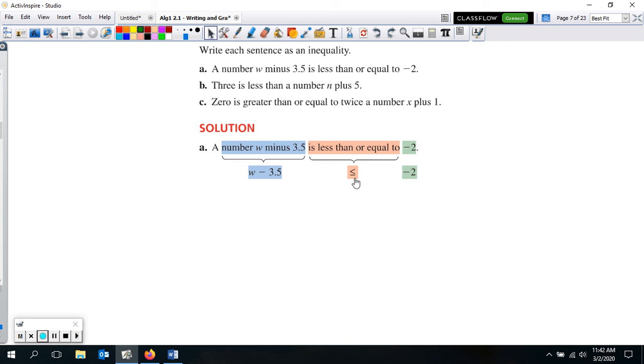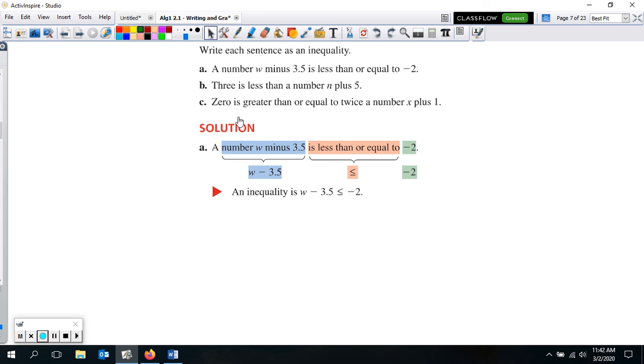There's our symbol now for the is less than or equal to. Remember, less is kind of like an L shape in that way. And then you just have the negative 2. And now that's our inequality. So there it is. W minus 3.5 is less than or equal to negative 2. That's what we'd want to write as that answer. This is translating it from a sentence in words into a more mathematical inequality for us.